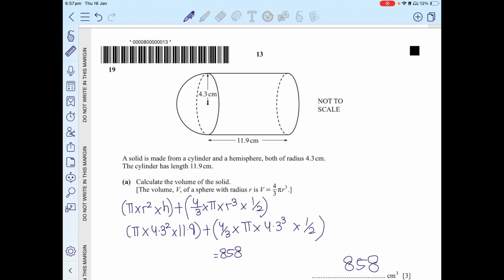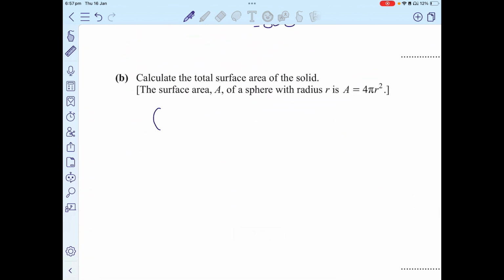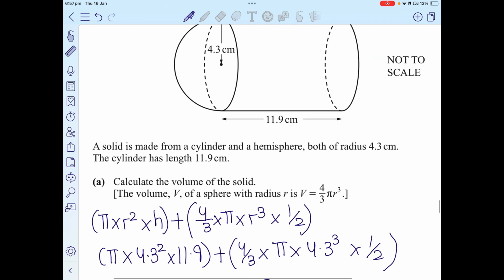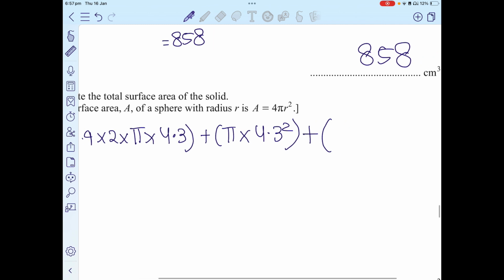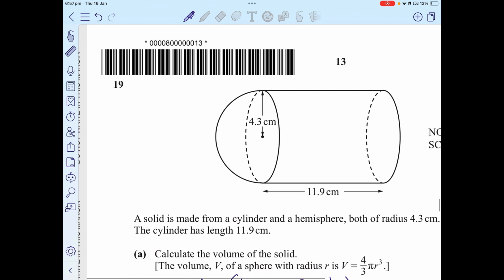Just imagine it's a net. So when it opens up, this rectangle has one of the values as the circumference and the other value as the height. So what I'm going to do is 11.9 into 2 into pi into 4.3. 2 by 4.3 gives me the circumference, into 11.9 gives me the surface area. But there's also a bottom of the cylinder. So I'm going to do pi r squared, so pi into 4.3 squared, plus for the hemisphere, the formula for the sphere is given as 4 pi r squared. Again, you have to multiply it by half because it's a hemisphere, so 4 into pi, and the radius is 4.3 squared.